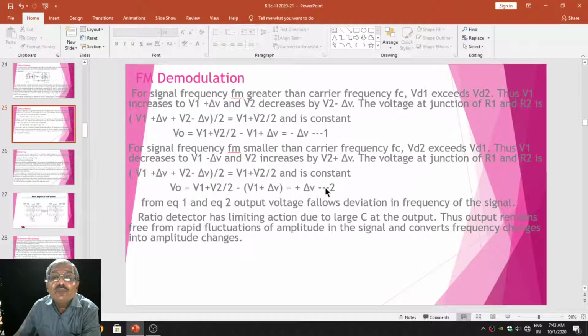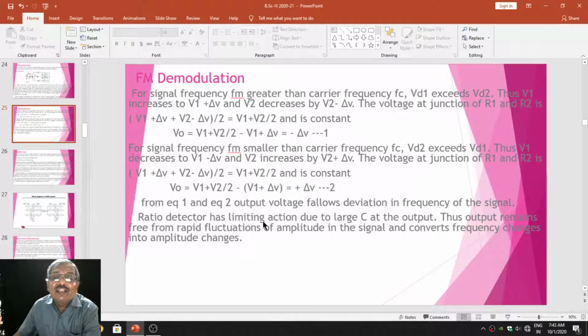From equations 1 and 2, we can say for FM equal to FC, the output is 0. For FM greater than FC, the output equals minus delta V. For FM less than FC, the output equals plus delta V. Thus, the output varies between plus delta V and minus delta V as the input modulating frequency changes to more or less than the carrier frequency. Thus, we can say from equation 1 and equation 2, the output voltage follows the deviation in frequency of the signal.